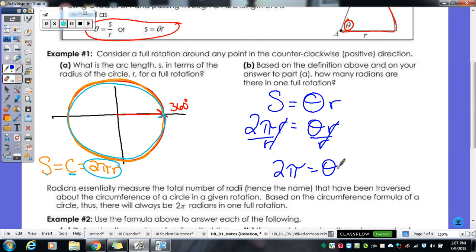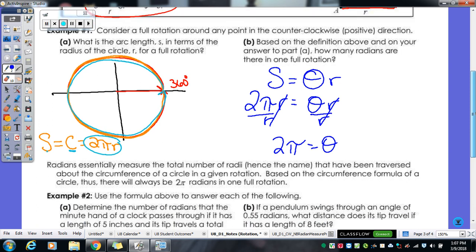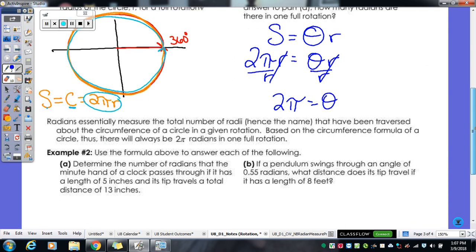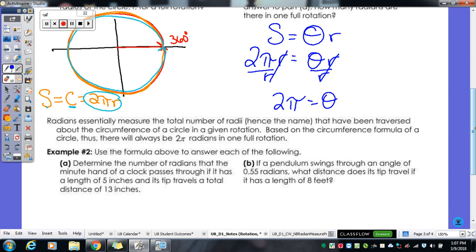So radians essentially measure the total number of radii that have been traversed about the circumference of a circle in a given rotation. I know that doesn't make a lot of sense to people. All that's saying is radian measurement compares the radius to the circle. That's how we get the radian measure. So based on the circumference formula of a circle, there will always be 2 pi radians in one full rotation. So 360 degrees is always going to be 2 pi radians every single time.